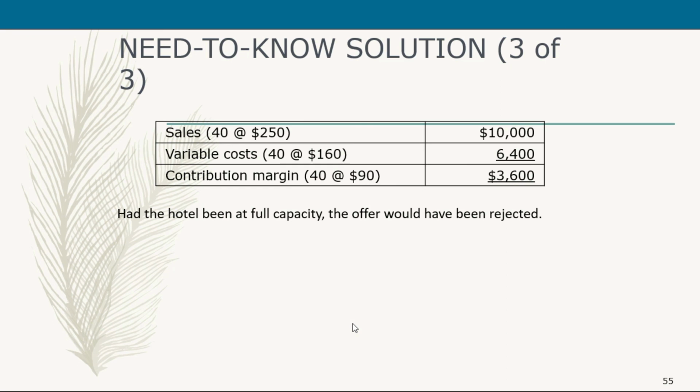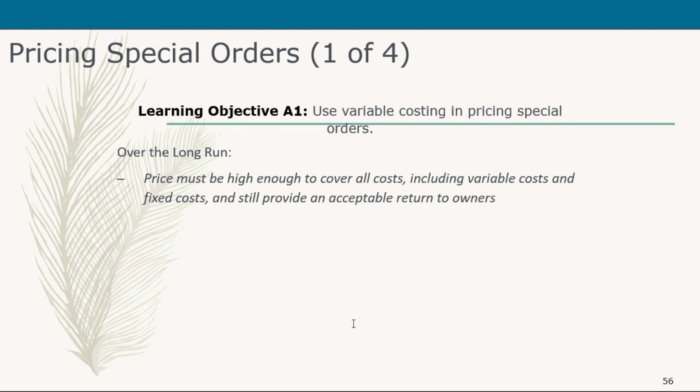So in here, had the hotel been at full capacity, the offer would have been rejected. Okay. So guys, please take note that over the long run, price must be enough to cover all the costs, including the variable cost and fixed cost, and still provide an acceptable return to the owners.